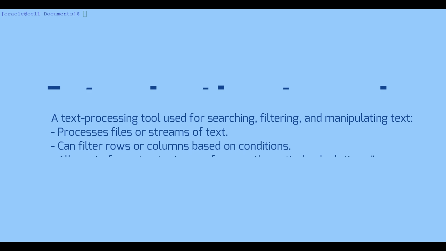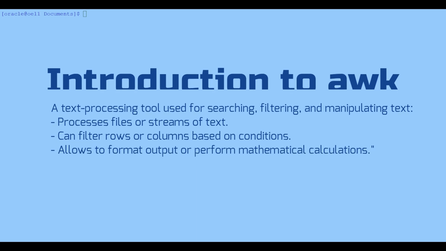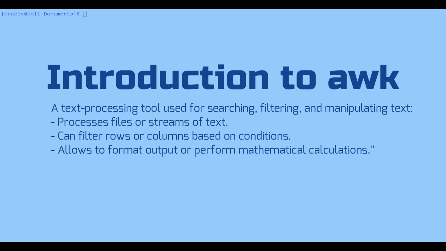AWK is a text processing tool used for searching, filtering, and manipulating text. It works by reading input files line by line, breaking each line into fields, and performing actions on those fields. It's like a mini programming language for text processing, and it's a favorite among system administrators and developers. It is very useful when you need to extract information, filter data, or even perform calculations on the fly.